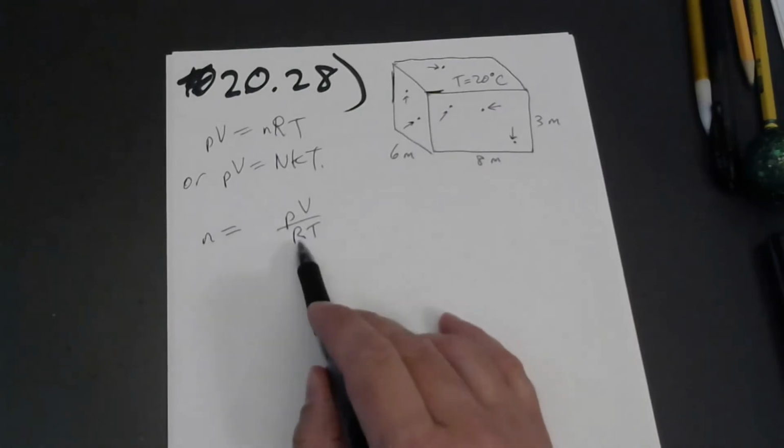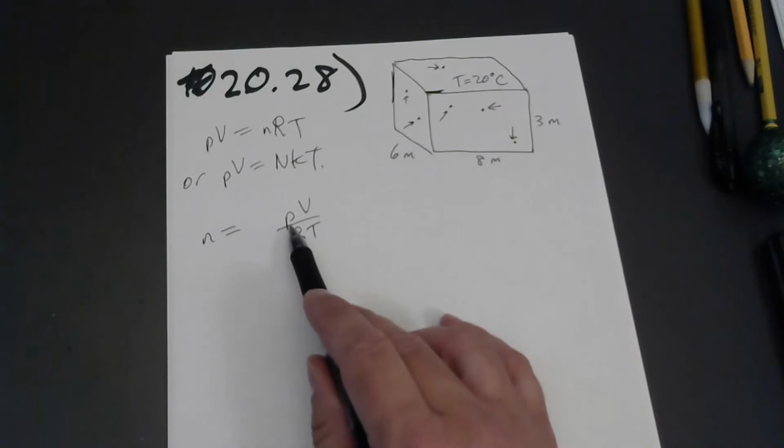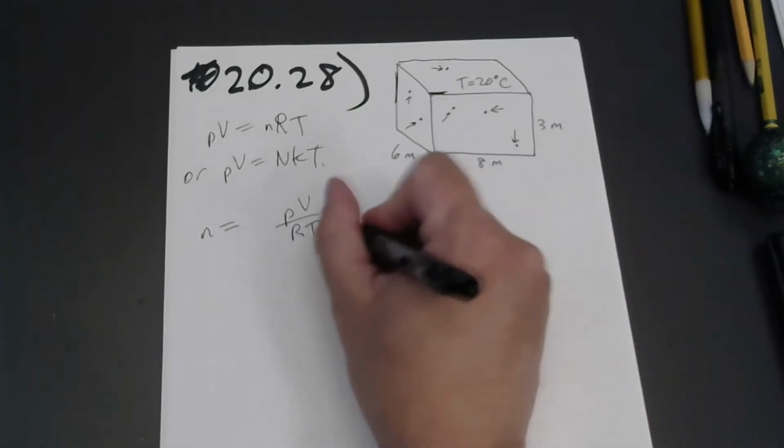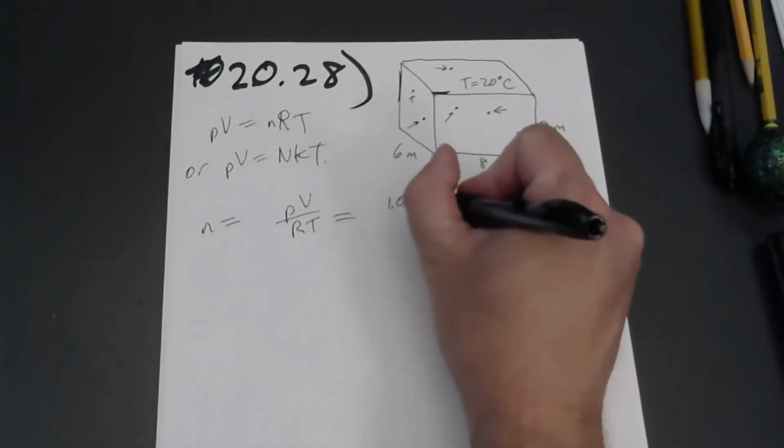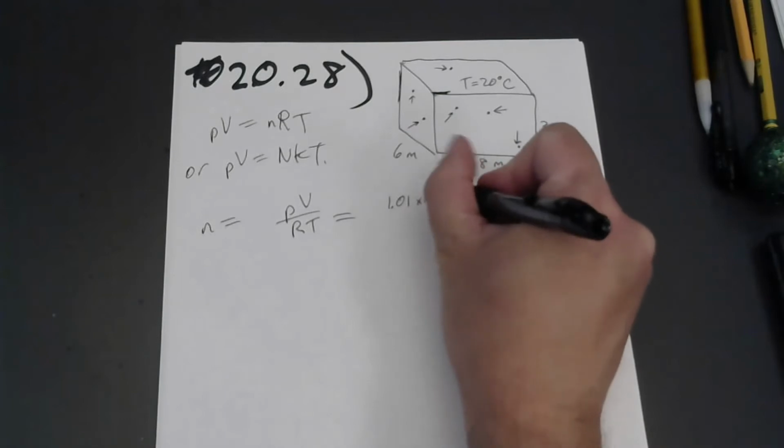Can we plug all these numbers in? We're given the temperature, we know R. Pressure, what are we supposed to do with pressure? They didn't give us that. We just assume it's atmospheric pressure because there's no mention of any special circumstance. Okay, so we've got our 1.01 times 10 to the 5th pascals.